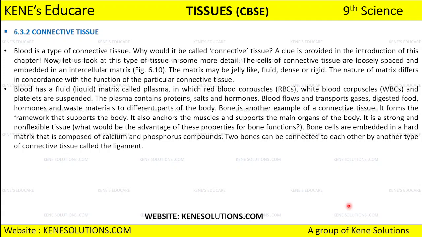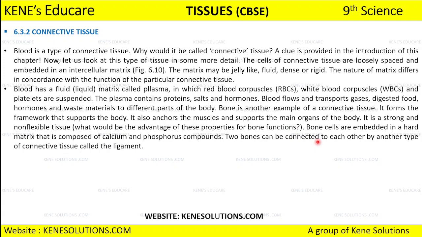Now what will be the advantage of these properties for the bone function is this only, that bone anchors our muscles as well as supports the main organs of our body. Okay, because it is strong and non-flexible. Now the bone cells are embedded in a hard matrix that is composed of calcium and phosphorus compound. किससे बनता है ये bone का hard matrix? Calcium and phosphorus compound.